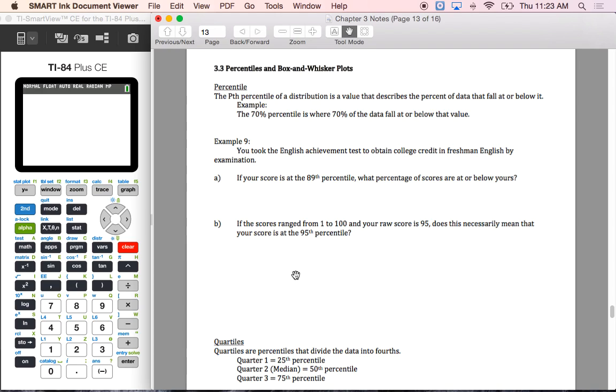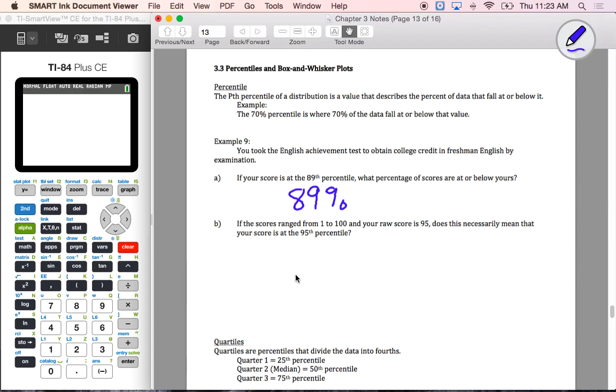So you took an English achievement test to obtain college credit in freshman English by examination. If your score is at the 89th percentile, what percentage of scores are at or below yours? That would be then 89%.